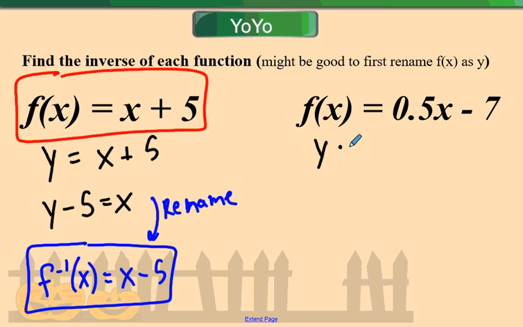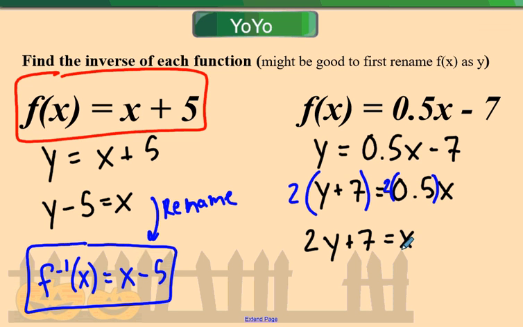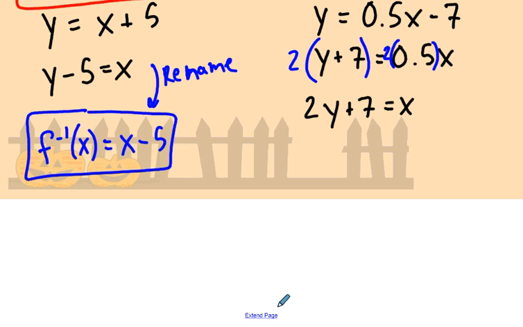Second one, I'm going to rename it y just since there's less to move around. 1/2 x minus 7, add 7, equals 0.5x. Then divide everything by a half. Well, dividing by a half would be the same as multiplying by 2, so I'm actually just going to multiply everything by 2. Multiply by 2. That's going to give me 2y plus 7 equals x. And this is the inverse equation. I'm just going to rename it using function notation. I would say the function's inverse is equal to 2 times the input plus 7.